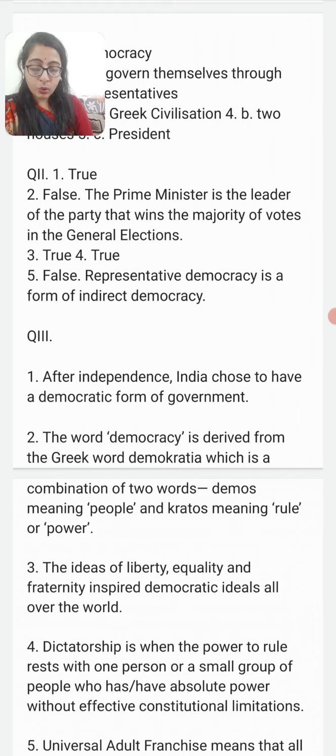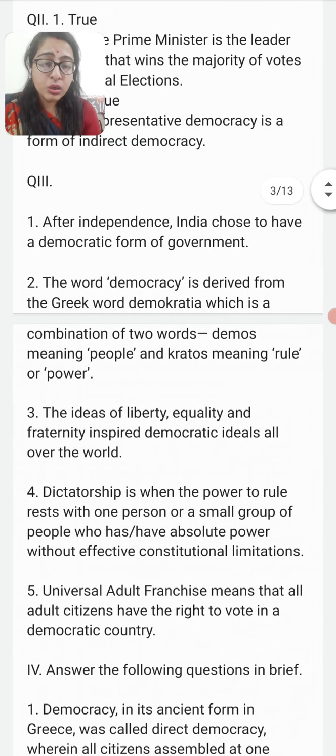Then fourth, all votes have equal worth and importance in the election of a representative democratic government. It's true. Next question: representative democracy is a form of direct democracy. So answer is false. Representative democracy is a form of indirect democracy. Okay. Now, let's proceed to the answer in one word. So, after independence, which form of government did India choose to have? Democratic government.